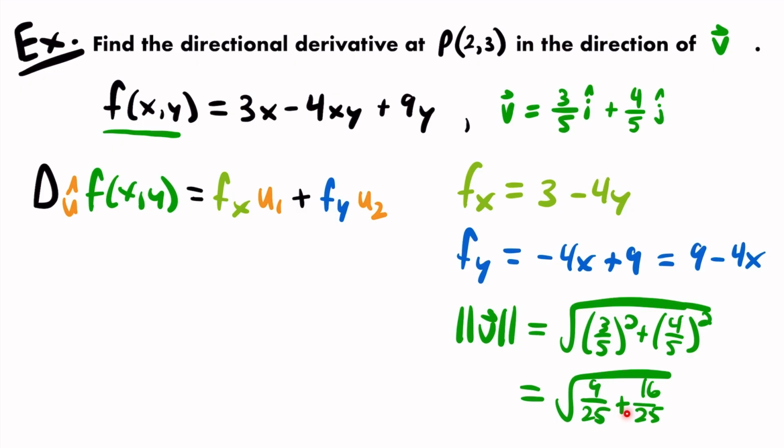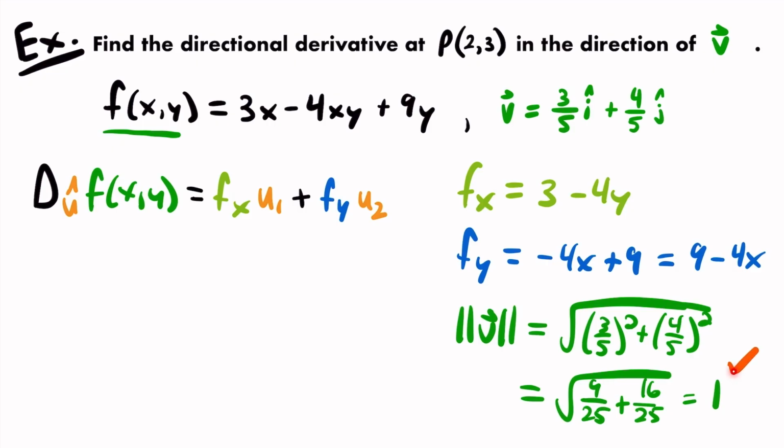And then these two terms have a common denominator, so you can add the numerators. 9 plus 16 is 25. So we get the square root of 25 divided by 25, which is 1. So you get the square root of 1, which is 1. So the magnitude of vector v here is 1, which is good.